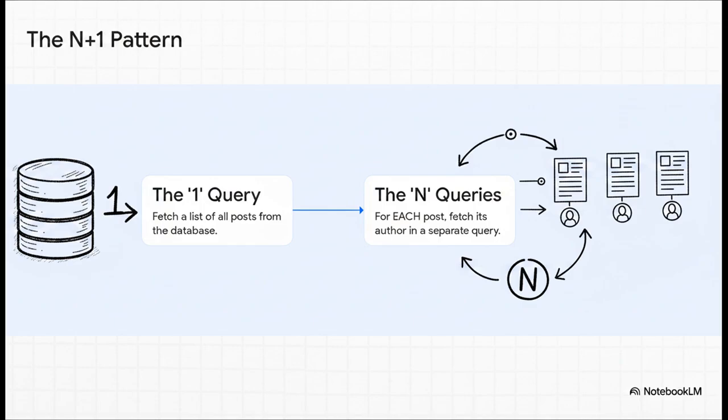Let's make it real with a blog example. Step 1, the 1. Your app asks the database, hey, give me all the blog posts. Easy enough. But then comes step 2, the N. Your code starts looping through every single post and asking, one by one, okay, who's the author for this one? And this one? And what about this one? Over and over and over again.